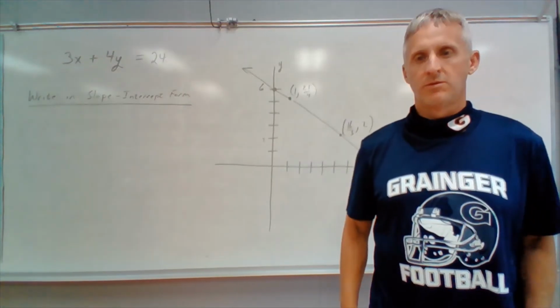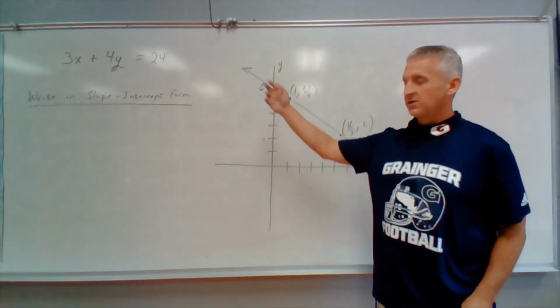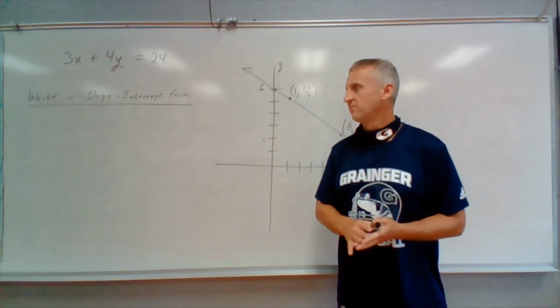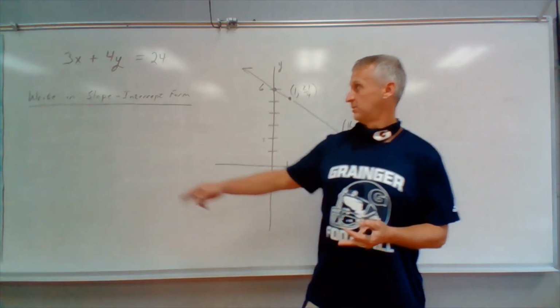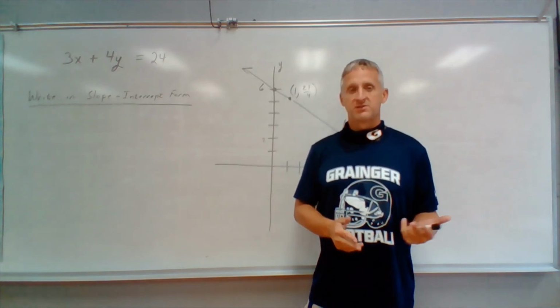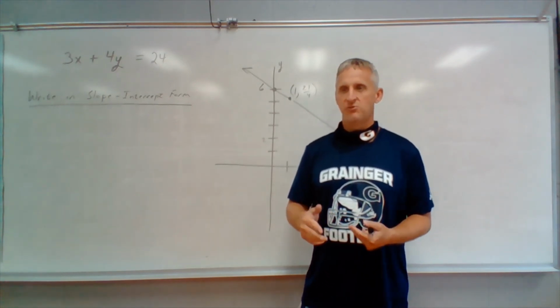All right, a second way we could graph this equation is to write the equation in slope-intercept form. And slope-intercept form means the form where you can see the slope and the y-intercept. You know that form already. We talked about it a few minutes ago. That's y equals mx plus b. M is the slope, b is the y-intercept.